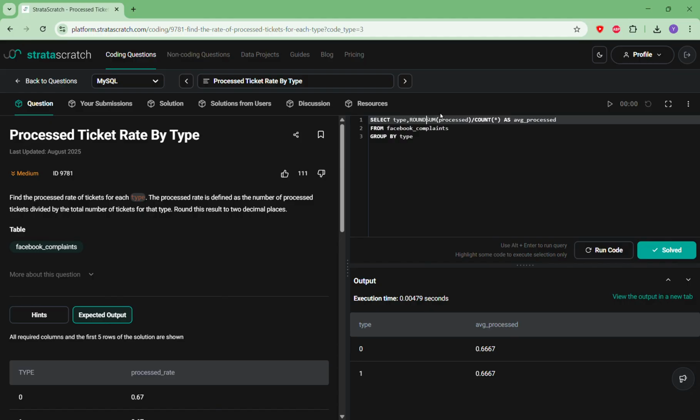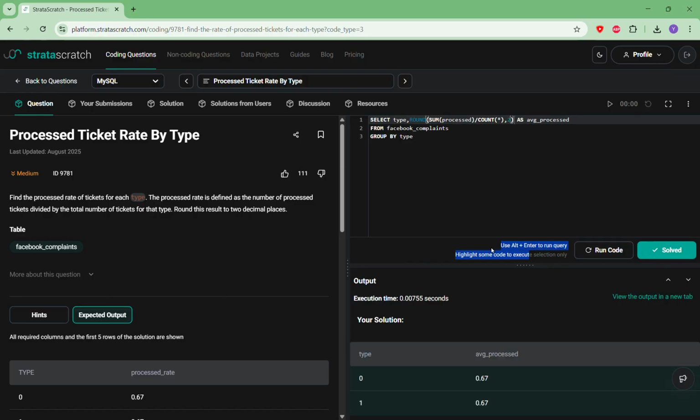We'll round this up to two decimal places and it's solved. So we have two approaches. One is average and one is the formula they had given in the question itself.